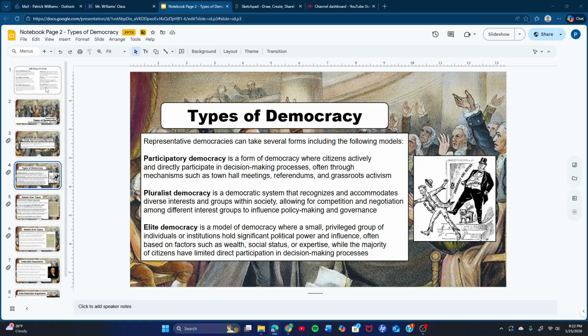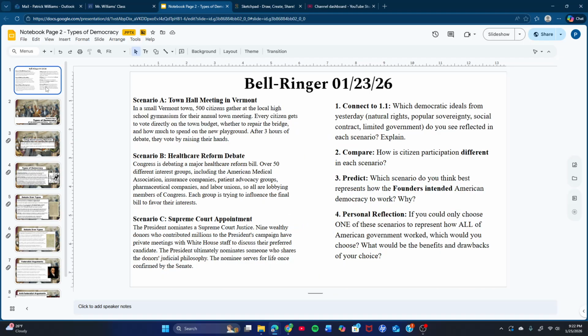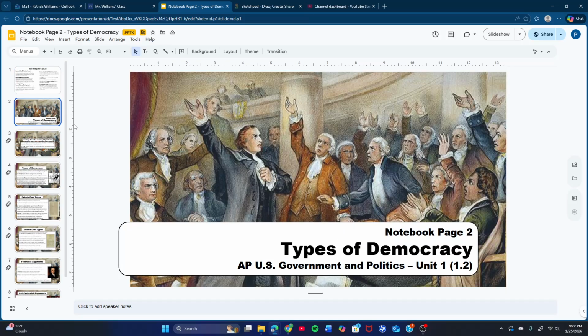So what we need to do is talk about types of democracy, right? I have a bell ringer for here. When we all return, I'll reiterate the notebook and bell ringer thing, right? And as I'm doing this lecture, I'll reference back to this. So I'm kind of giving you the answer while teaching it at the same time, right? However, the biggest thing for us today is learning about types of democracies, as you can see noted here.